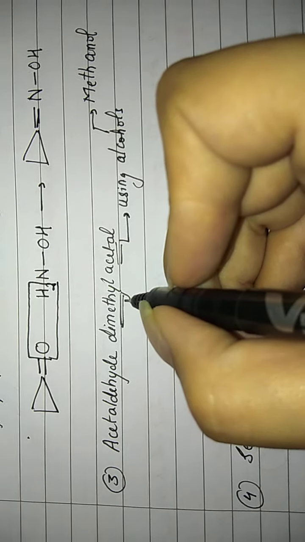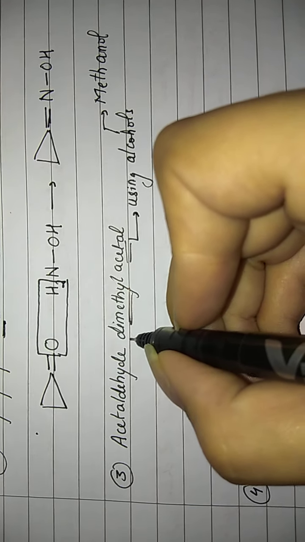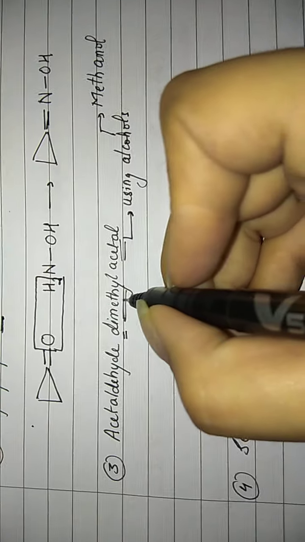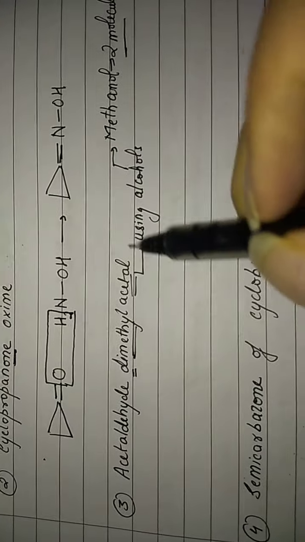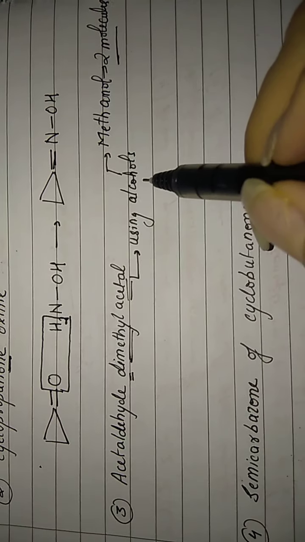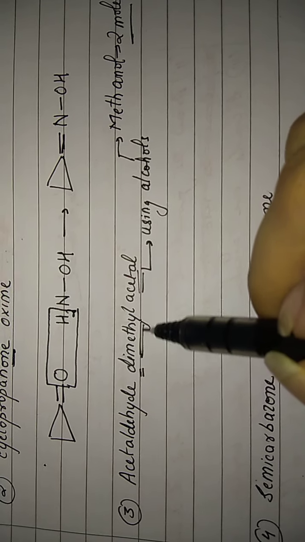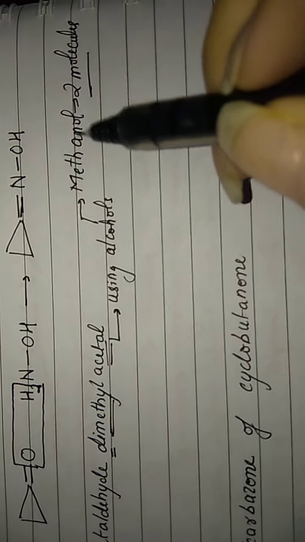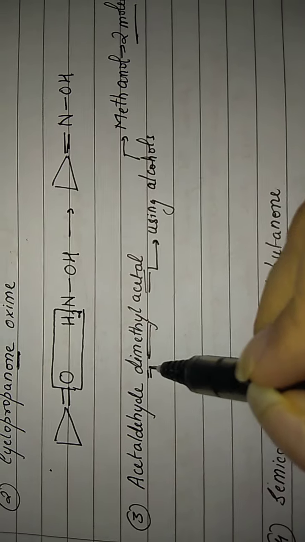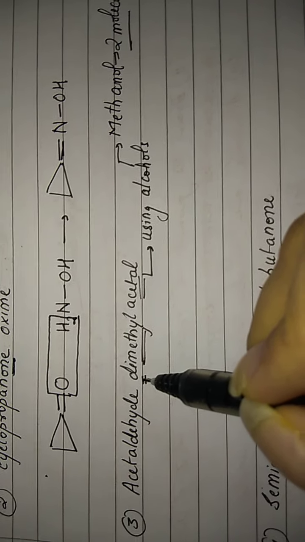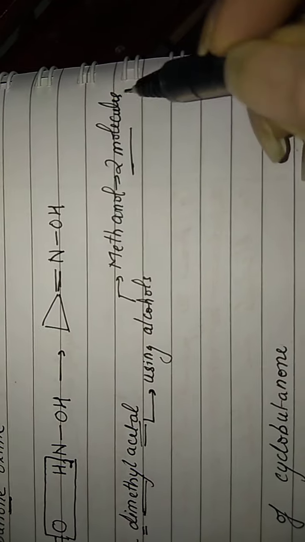How many methanol molecules will you use? That you decide from here. Dimethyl, that means you will use 2 molecules of methanol. Again I repeat, acetals are formed using alcohols. How will you decide which alcohol you will use? From here it says methyl, so you will use methanol. How many methanol molecules will be used? That you decide from this prefix. If it says di, you will use 2 molecules of this particular alcohol.